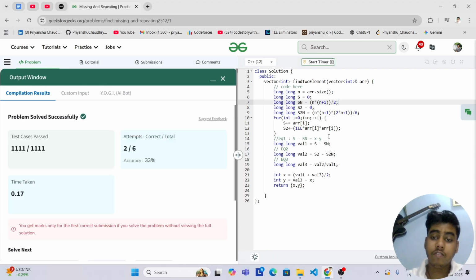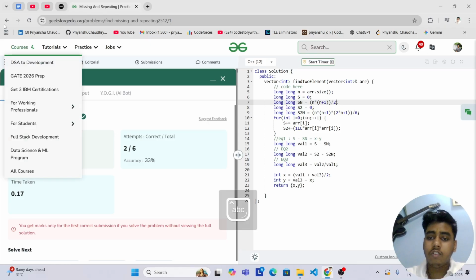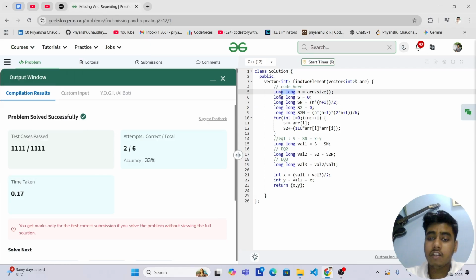So the problem was we were using int n, but here we are finding the sum of n natural numbers, or the square of n natural numbers, as in n into n plus 1 by 2. So this will be calculated as an integer. That's why, for this element to be calculated as long, either we should write 2ll here, this would be fine, or we should directly declare n as long.